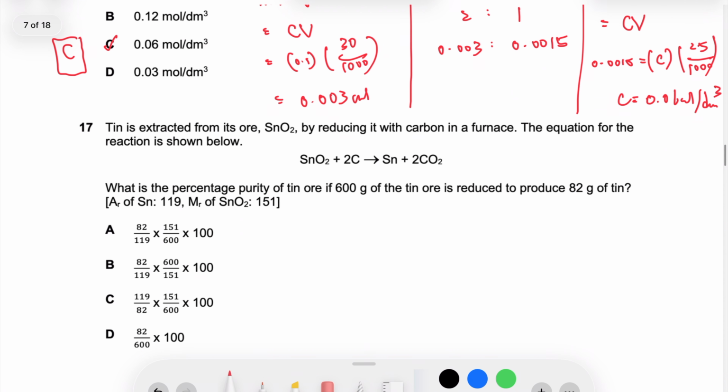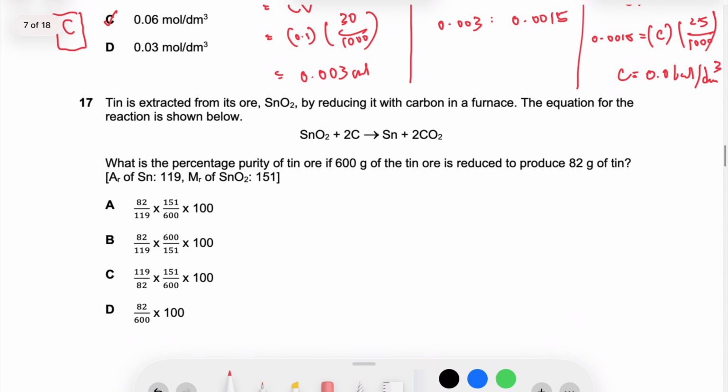Next, question 17. So this one will be under mole as well. What's the percentage purity when it's 600 gram of tin ore? So this is 600 gram, but this contains impurity. So when you write 600, you have to circle it. Just take note that it contains impurity. It's not 100% tin oxide.